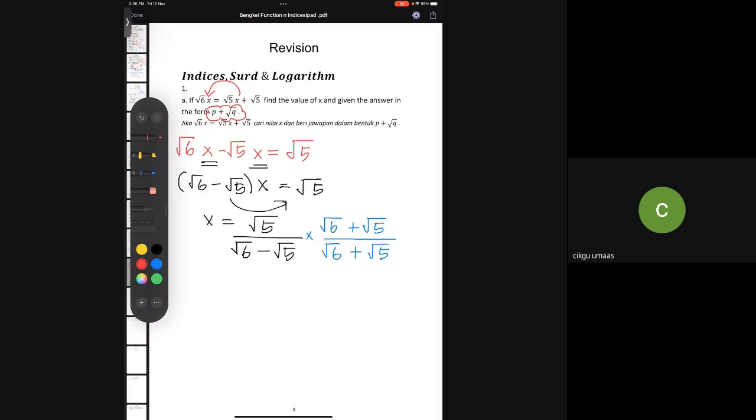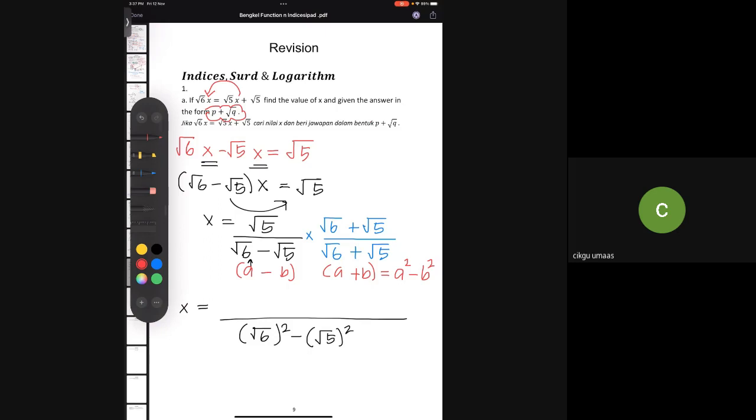So I use the rule of maths, A minus B, A plus B, which is exactly A squared minus B squared. So if I'm going to use that one to the bottom, the bottom A is exactly root 6 squared, B is root 5 squared. Ini untuk yang bawah. Atas, the normal expansion method yang kita boleh guna.